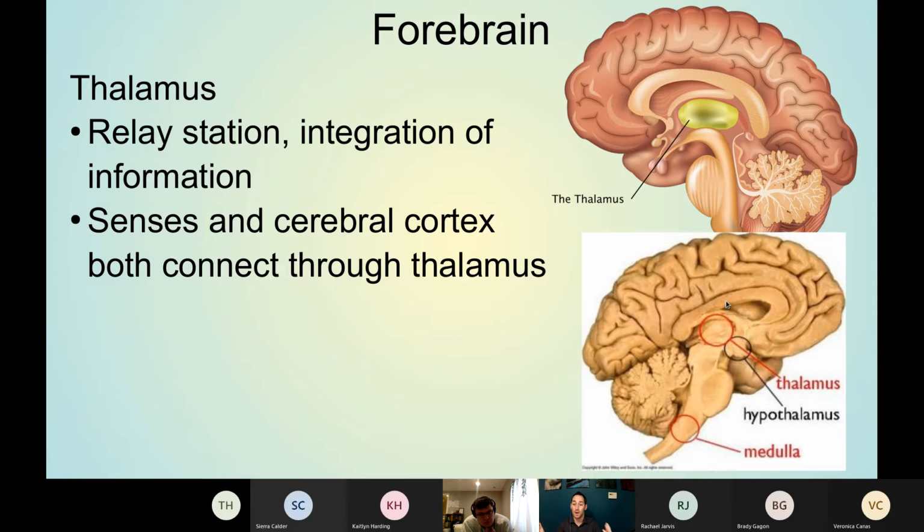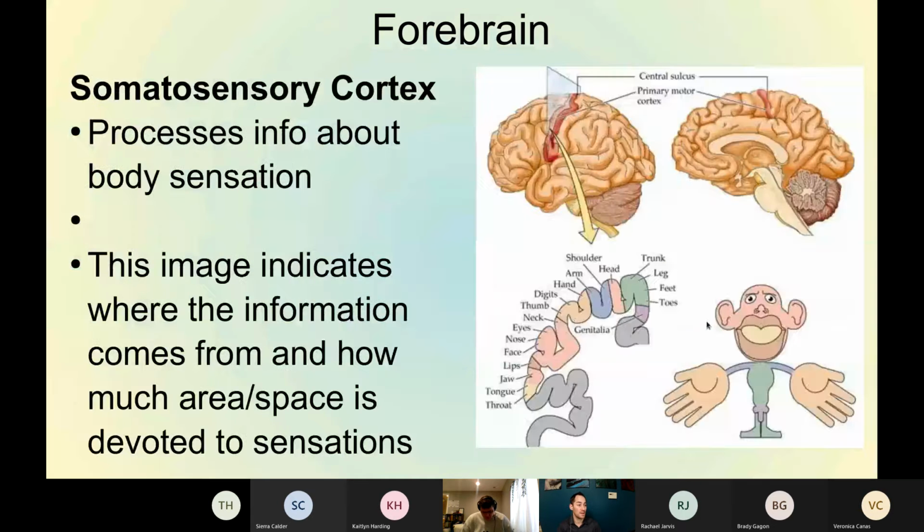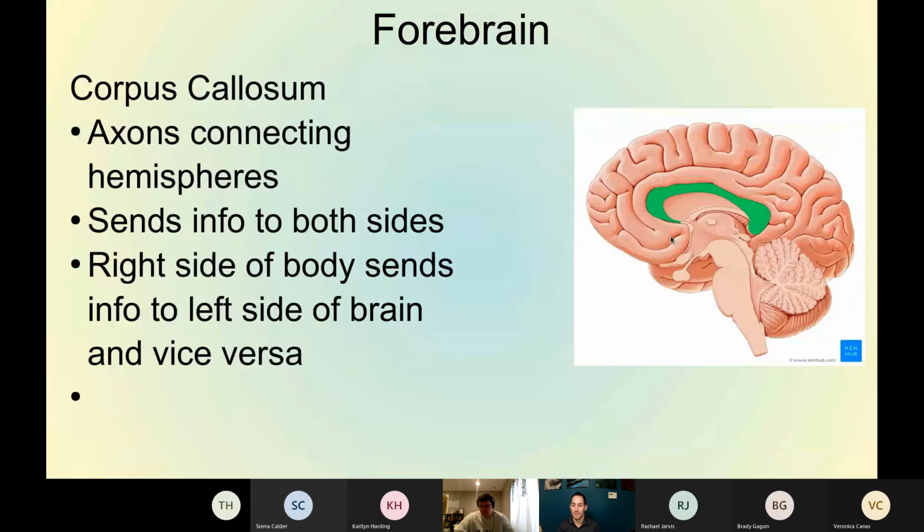So the corpus callosum is hundreds of thousands of axons going from the left to right hemispheres, connecting them together. So your temporal lobe on one side connecting with the occipital lobe and temporal lobe and frontal lobe on the other side of your brain. So that's what the corpus callosum is: basically a highway of axons between the two hemispheres.